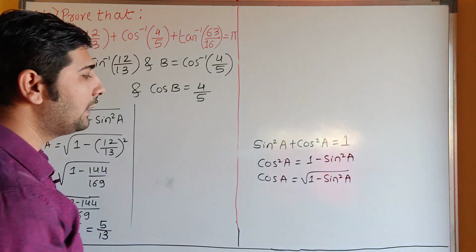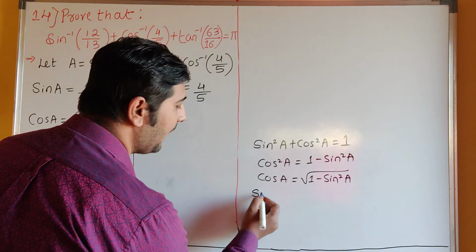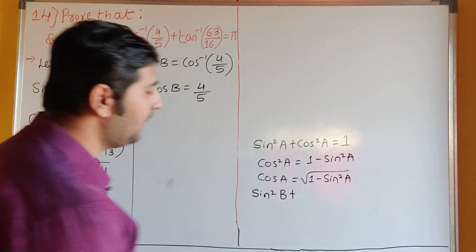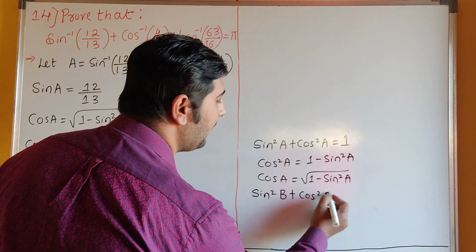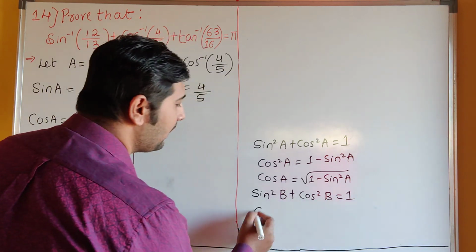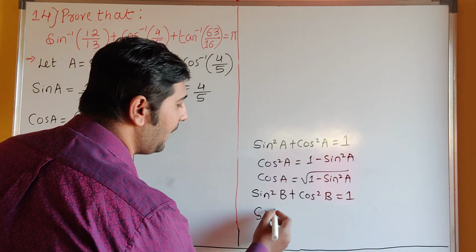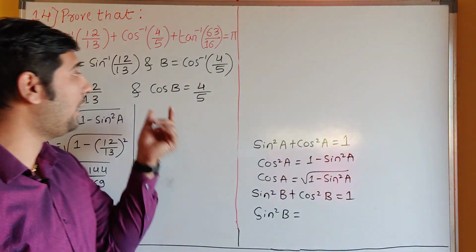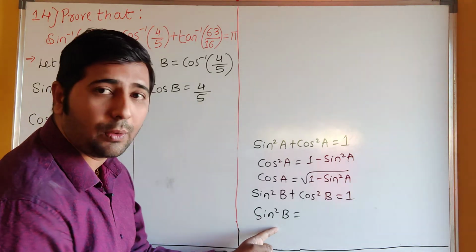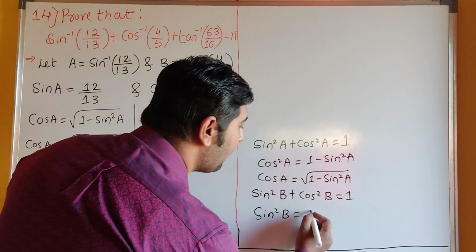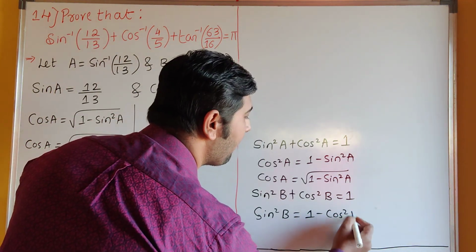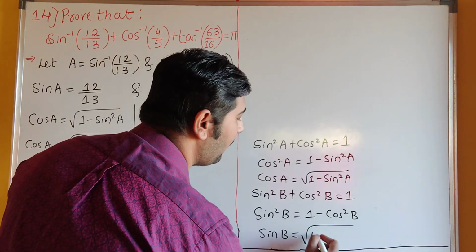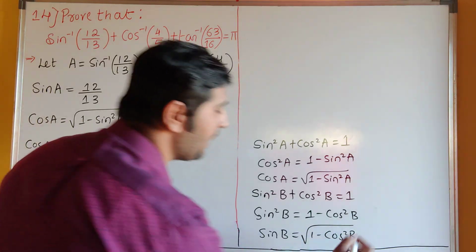Sin B also. How to find sin B? See here, same as the formula. Sin square B, just the alphabet is changed, dear students. Sin square B plus cos square B is equal to how much? 1. Now sin square B, see here. Cos square B I will take to that side because I know the value of cos B, dear students. So I have to find here what? Sin B. So 1 minus cos square B. If you send the square to that side, sin B is how much? Square root of 1 minus cos square B, dear students.